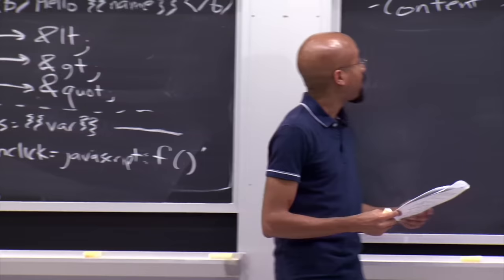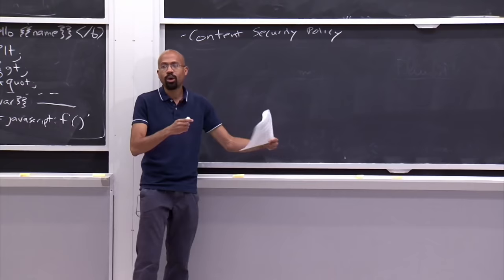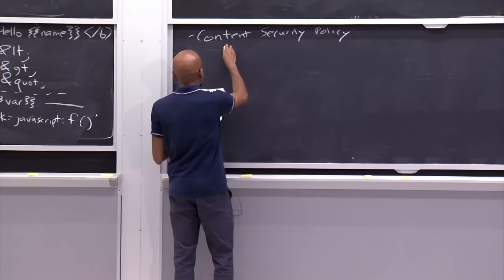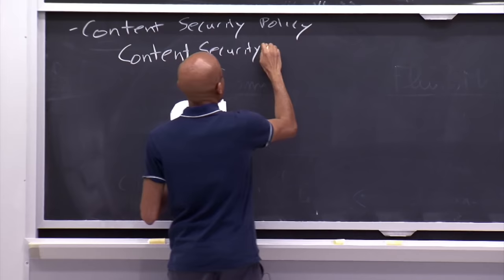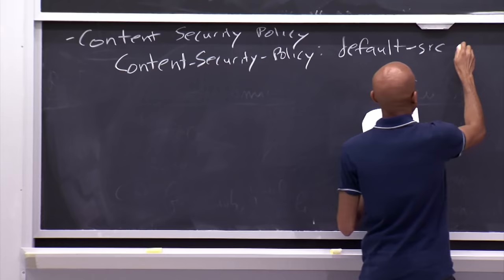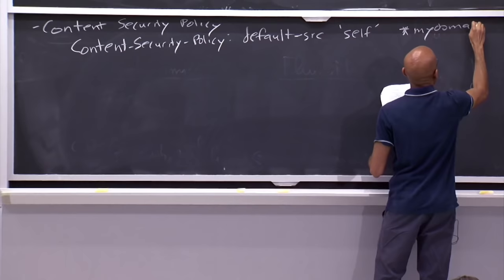Okay. So another thing you can do to improve security is this thing called content security policy. Like I was saying, what this allows the server to do is to tell a web browser what types of content can be loaded in the page it's sending back, and also where that content should come from. So, for example, in an HTTP response, the server might include the content security policy header, and then say something like the default source is going to equal self, and it will also accept things from asterisk.mydomain.com. So what does this mean?